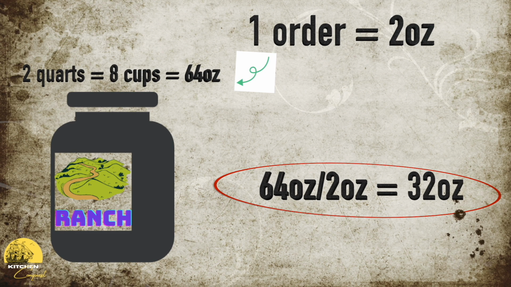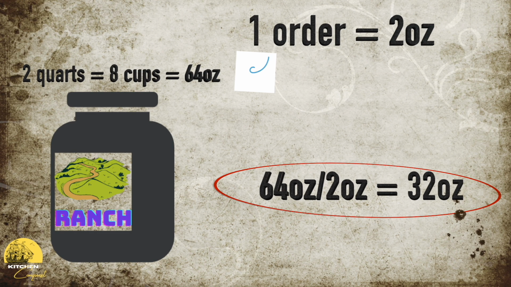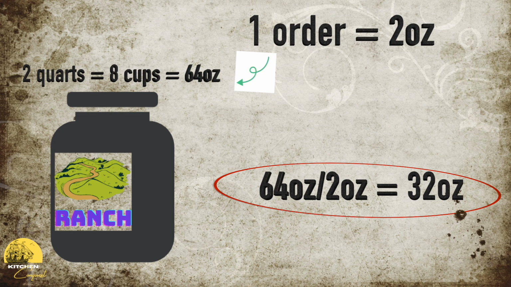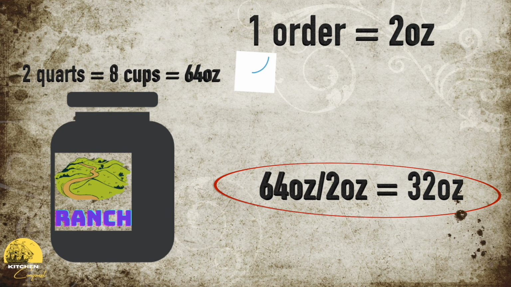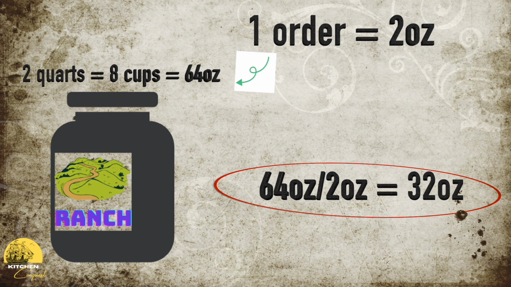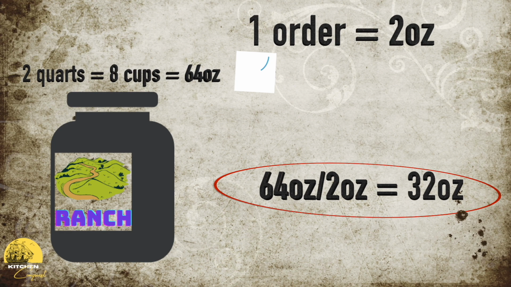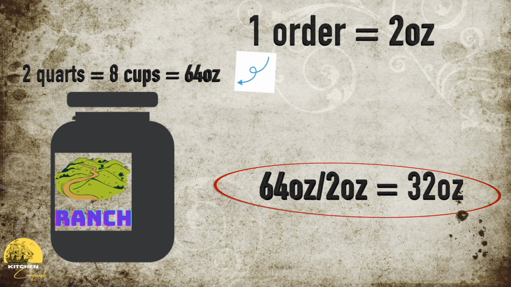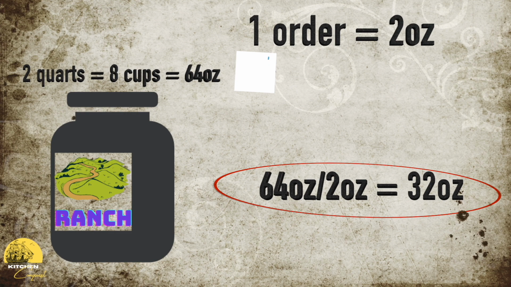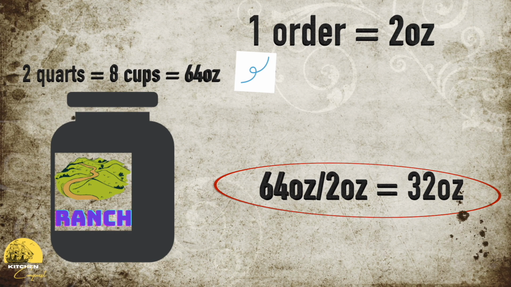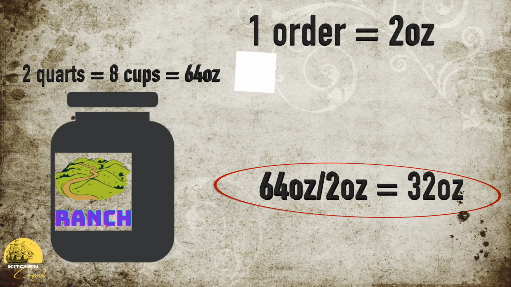So I know that 1 quart has 4 cups, and I know each cup has 8 ounces. So that's 32 ounces in 1 quart. I'm going to multiply that by 2 to get 64. So if every salad has 2 ounces of ranch, I'm just going to divide that by 2, and it's going to be 32. So I can make 32 entire salads with the amount of ranch I have in that pan. So that gives me a good idea if I actually need to prep ranch for the day or not.